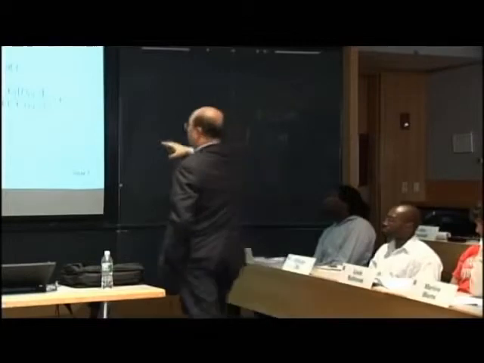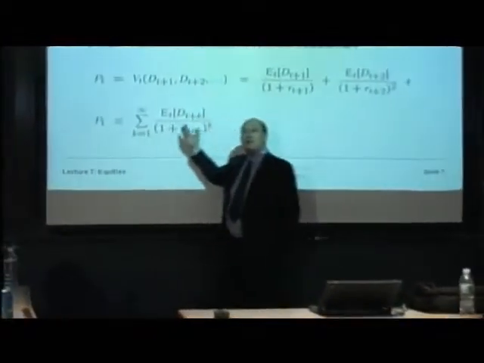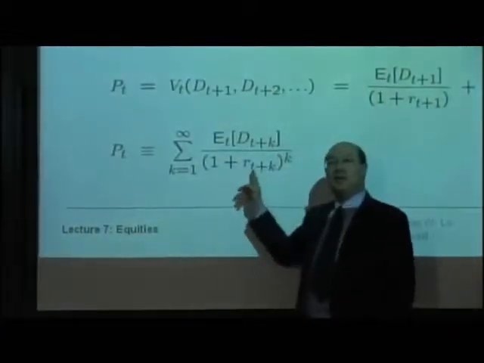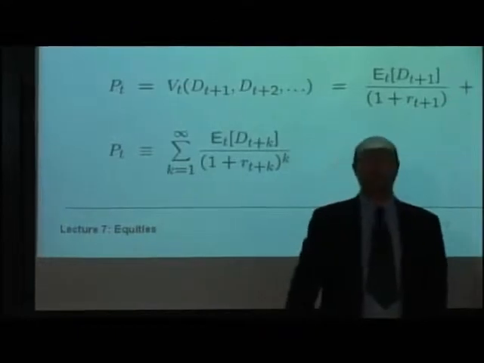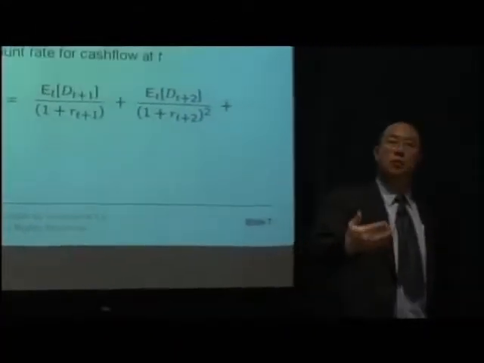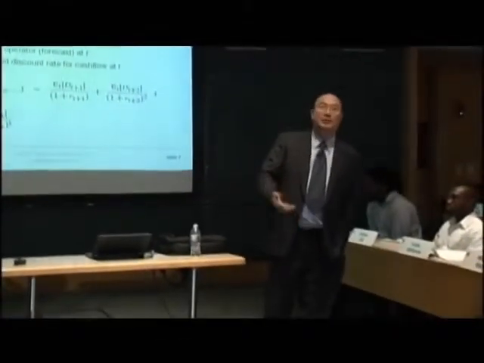Suppose that the security is fairly priced. So this equation at the very bottom says that the price of the security is equal to the present value of all the future expected cash flows discounted at the fair rate of return. That's a perfectly reasonable thing for somebody to want to invest in if they like that kind of risk-reward combination.